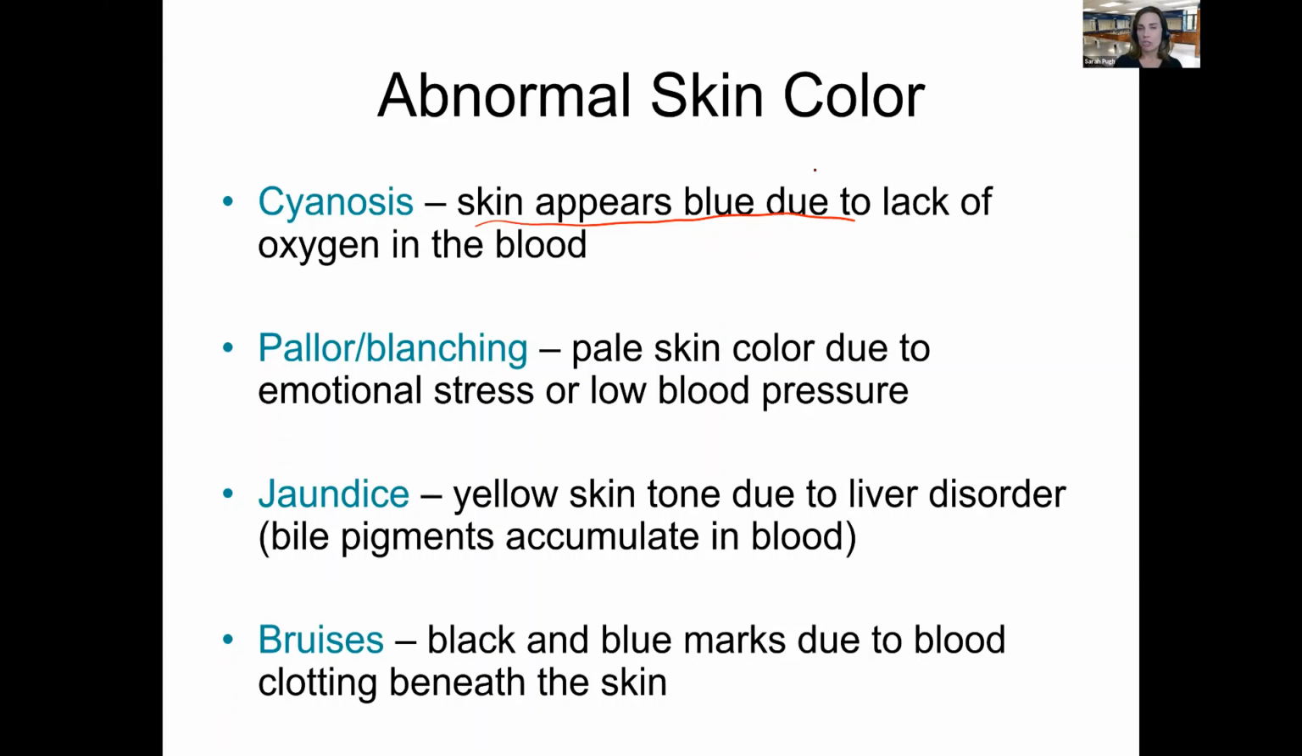Pallor or blanching. This is a pale skin tone, and a lot of times this is from emotional stress or even low blood pressure. Right? When your blood pressure tanks, think of pressure as in, think of like filling up a water balloon, right? The more water you put in it, the more pressure there is in there. So that's kind of how I equate blood pressure. If your blood pressure is low, you don't have enough pressure to push your blood out to the surface of your skin, so it doesn't look nice and rosy. You look really pale. You look really drawn, right?